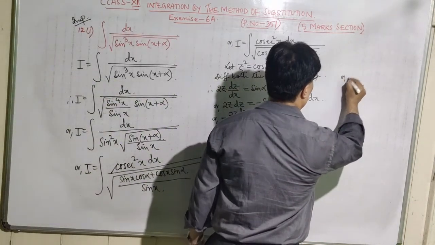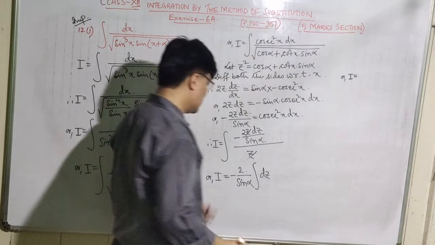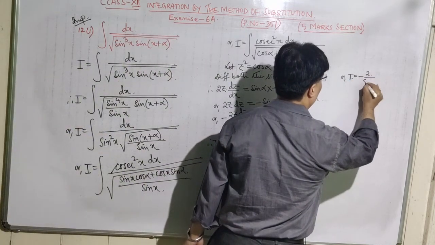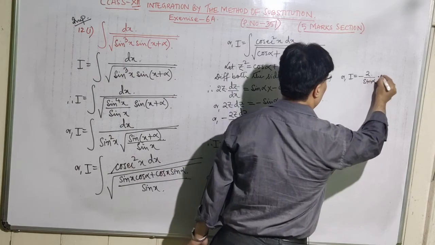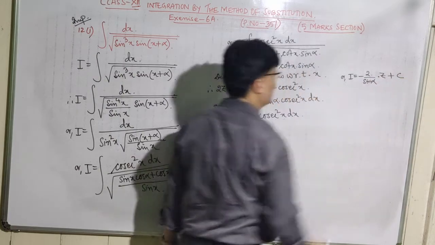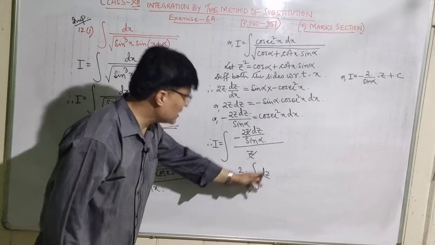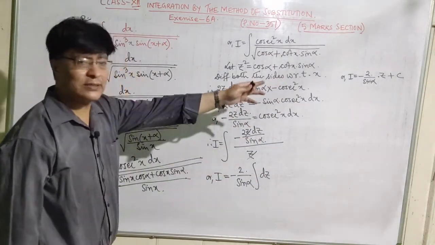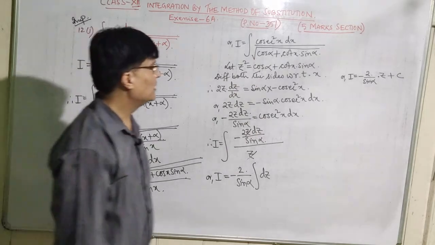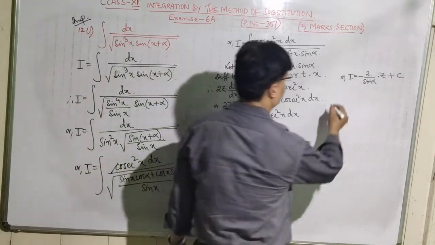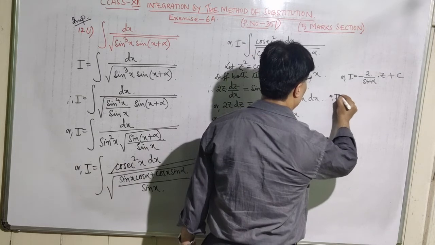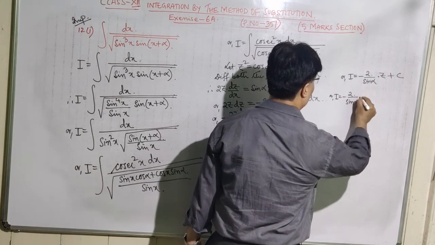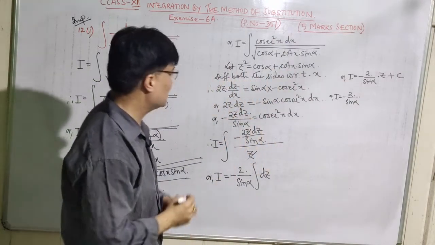Or I is equal to, what is this integration? Minus 2 by sin alpha into z plus c. And what is the integral of dz? That is your z. That is minus 2 by sin alpha into z plus c. So let us put the value for z now. Or I is equal to minus 2 by sin alpha into, what is the value for z?